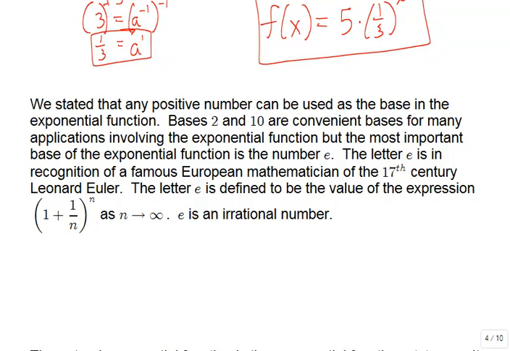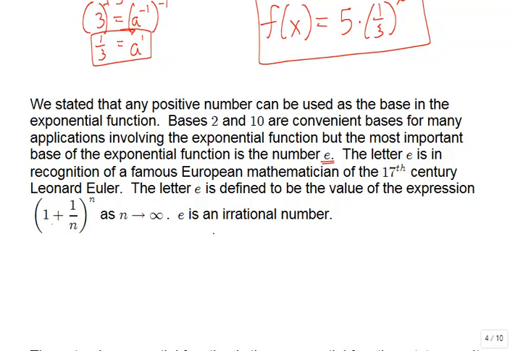Now we stated that any positive number can be used as the base in the exponential function. Bases 2 and 10 are convenient bases for many applications involving exponential functions, but the most important base of the exponential function is the number e. The letter e is in recognition of a famous European mathematician of the 17th century, Leonhard Euler. The letter e is defined to be the value of the expression 1 plus 1 over n raised to the n as n goes to infinity.